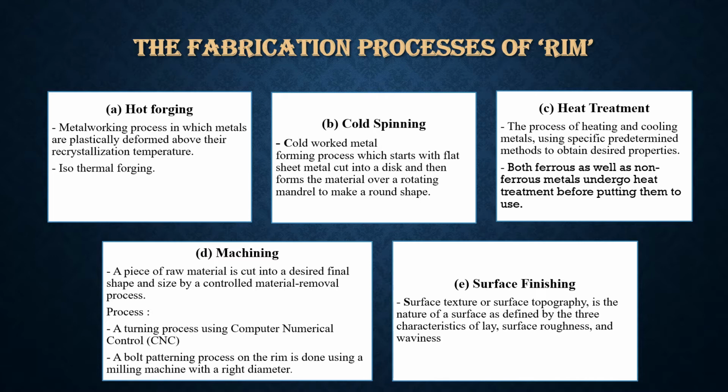Third one is heat treatment, the process of heating and cooling metals using specific predetermined methods to obtain desired properties. Both ferrous as well as non-ferrous metals undergo heat treatment before putting them to use. Fourth is machining. A piece of raw material is cut into a desired final shape and size by a controlled material removal process and a turning process using computer numerical control, CNC, or a ball bearing process on the rim is done using a milling process with a right diameter.